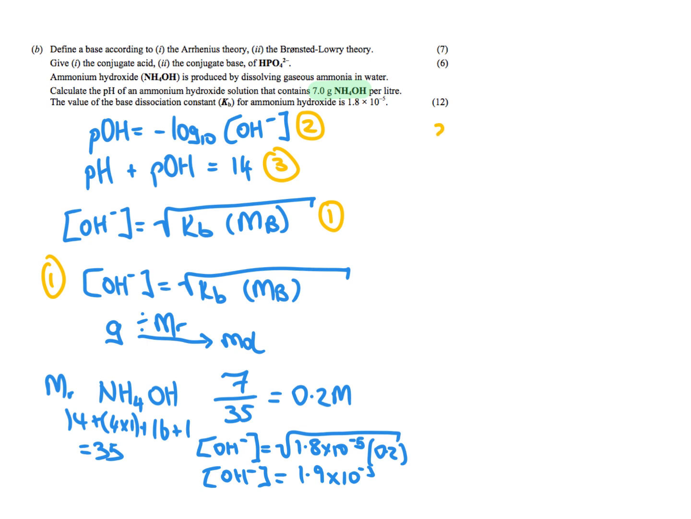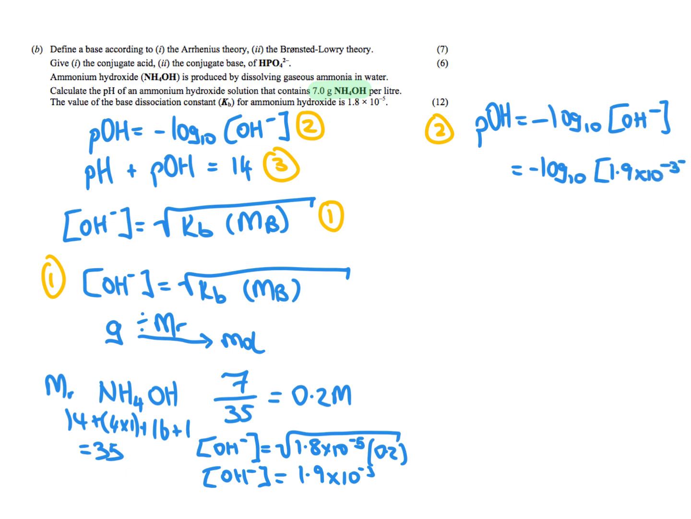Next thing I want to do is move on to step 2. And step 2 is where we say that the pOH is equal to the minus log to the base 10 of the OH minus ion concentration. Now that's fairly handy for us because I know the concentration of the OH minus ion because I just calculated it, and it worked out to be 1.9 by 10 to the power of minus 3. So you pop all that into your calculator, and what you'll get for a pOH value is a pOH of 2.72. Now, I'm not finished yet. I have one more little step to do.